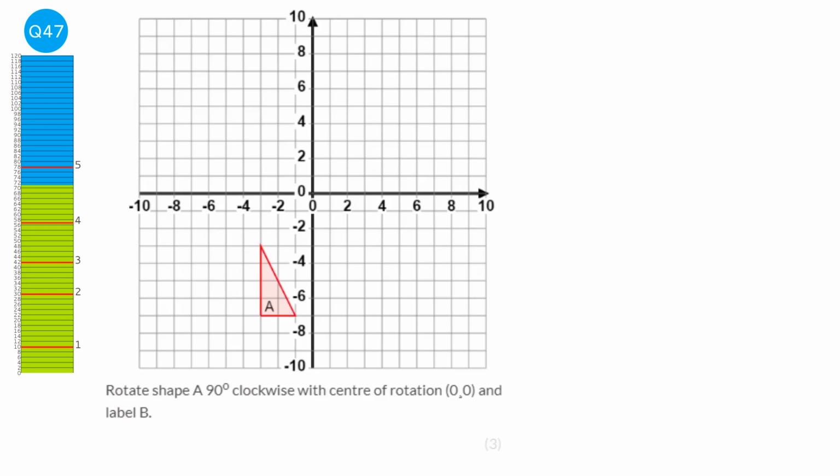So we're asked to rotate the triangle A 90 degrees clockwise, with the centre of rotation at 0, 0. First of all, we're going to show where the centre of rotation is, which is at our origin. What you do is you get tracing paper, trace out the triangle, and rest your pen or pencil at 0, 0. So I'm just going to draw it out. So just copy it out.